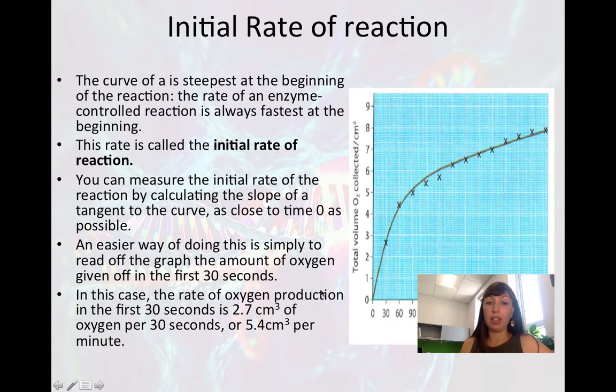An easier way of doing this is simply to read off the graph the amount of oxygen given off in the first 30 seconds. So in this case, the rate of reaction production in the first 30 seconds is 2.7 centimeters cubed of oxygen per 30 seconds, or 5.4 centimeters cubed per minute. And remember, on a Cambridge exam, you need to really pay attention whether they're asking for per second or per minute. If it doesn't say, you should assume seconds.